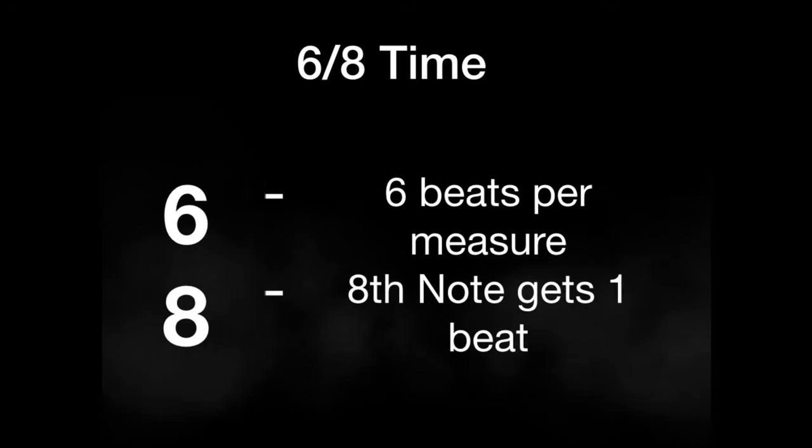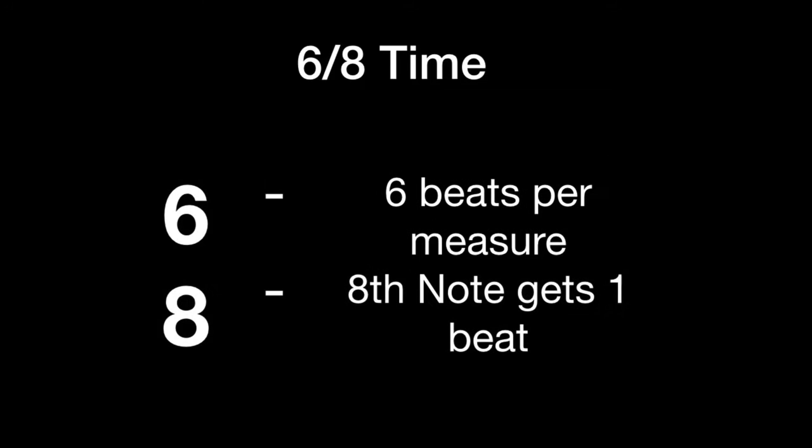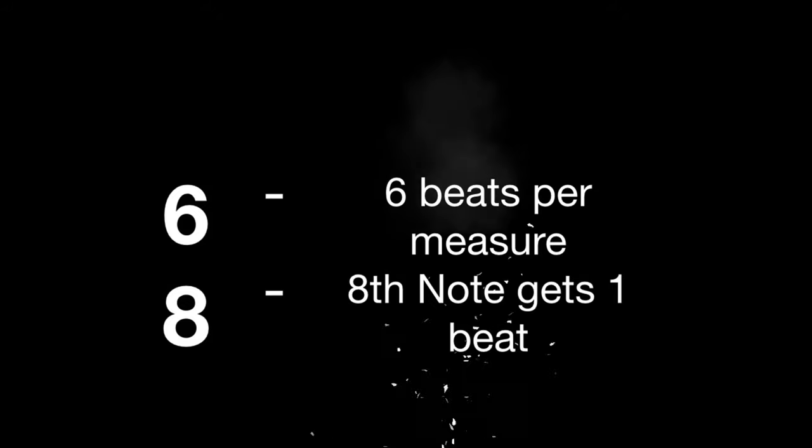The next time signature is 6/8 time. Also the 8 on the bottom, so the 8th note still gets one beat. And we have 6 beats per measure, so that means we have 6 8th notes that fit into one measure. This one feels a little bit different though, since this is now a compound time signature. So even though the 8th note gets one beat, the 8th note is that one something, so that we have 6 of that something. We have 6 8th notes in every measure.